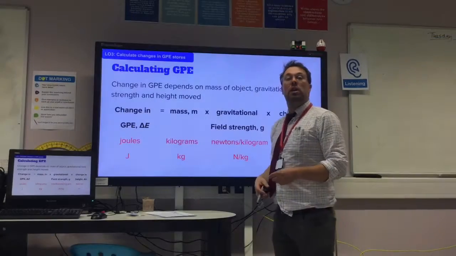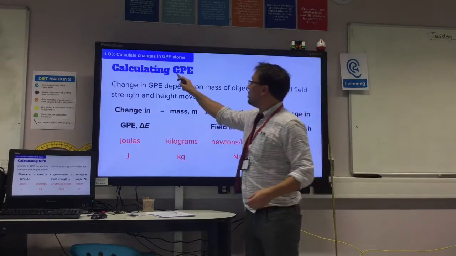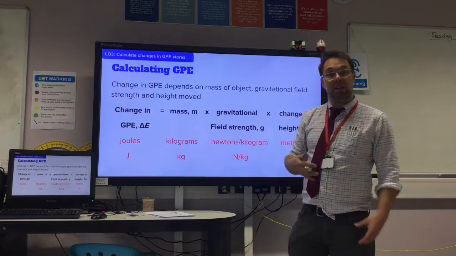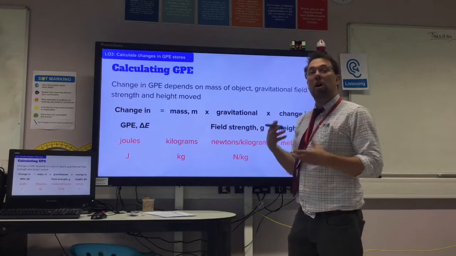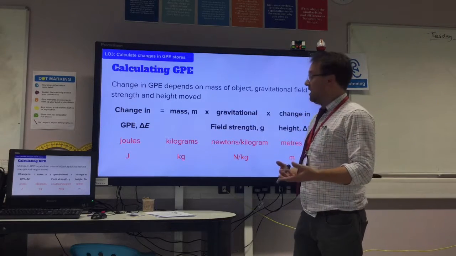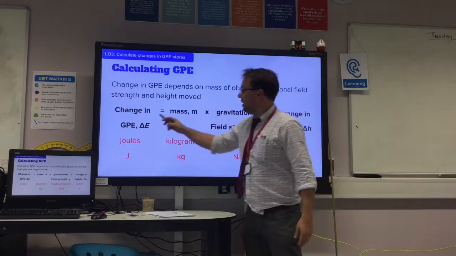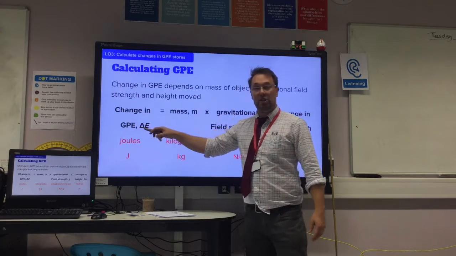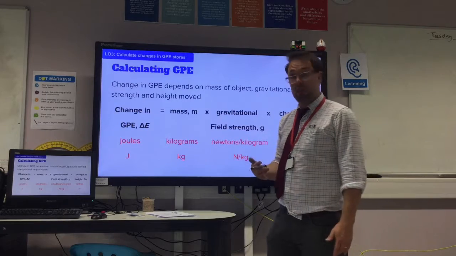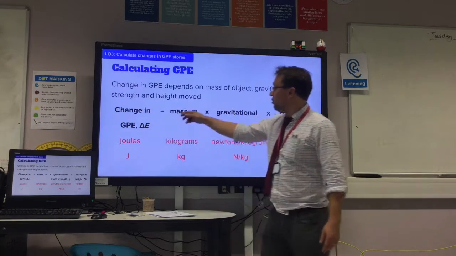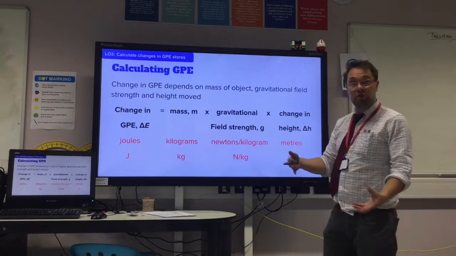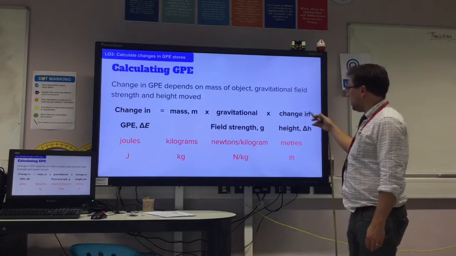So in this example, we're going to look at how we can calculate gravitational potential energy, or GPE, which is the amount of energy that is stored in an object due to its position in a gravitational field. Now, the calculation we need for this is, firstly, the change in gravitational potential energy, which we show with this little triangle E, and that little triangle means delta, that means changing. So we've got a change in energy is equal to the mass of an object times by the gravitational field strength times by a change in height.